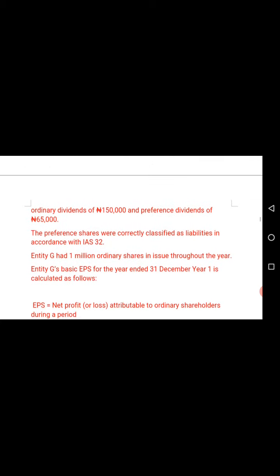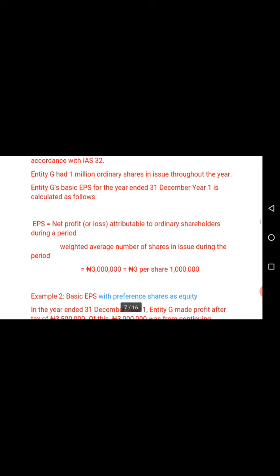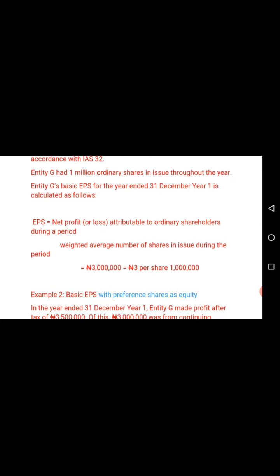It says Entity G has 1 million ordinary shares, and we're only concerned with ordinary shares. Now we divide the 3 million by 1 million ordinary shares, and it will give us 3 naira per share. So for each share, an investor gains 3 naira as his own part of the profit for whatever amount of shares he invests in the company.